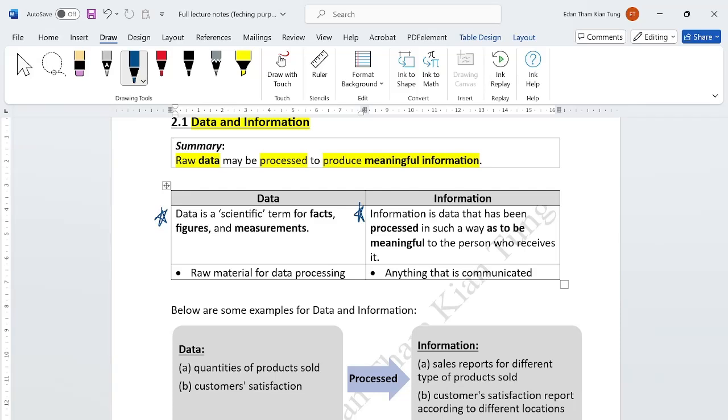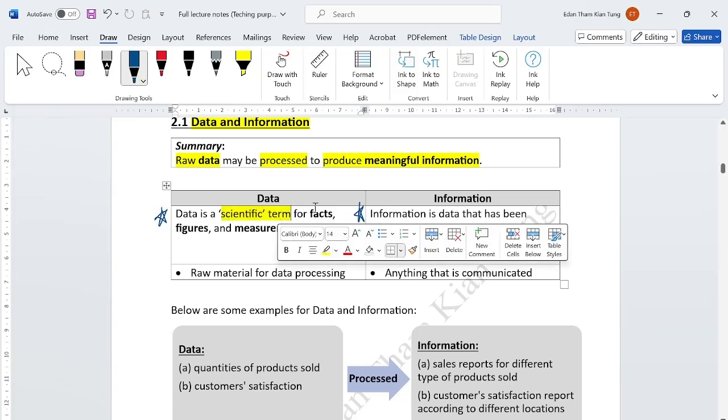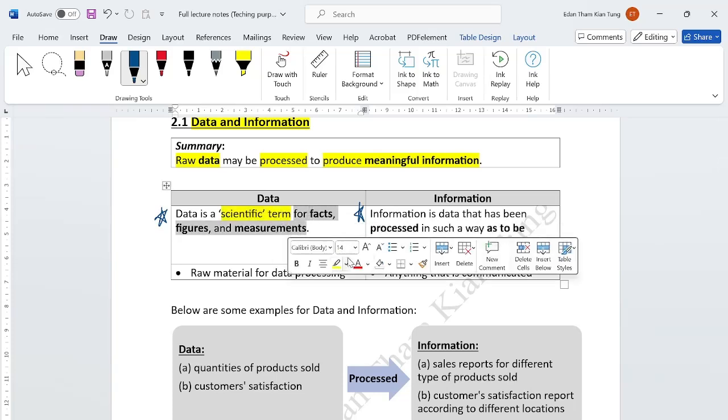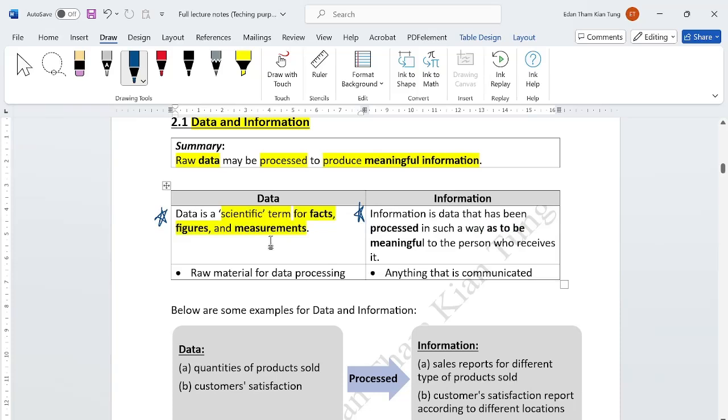All right. So what is data? Basically, data is a scientific term for your facts, figure, and measurement. All right. It is something that has no value. It's just a figure or a fact. Like today, I makan roti. This is a fact. So this is a data only, not information yet. All right. So data is actually a raw material for data processing.